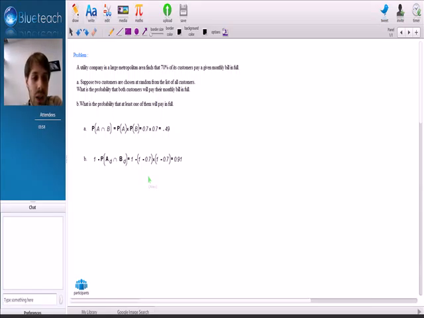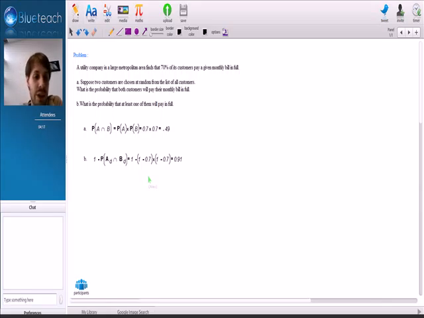The first is that supposing two customers are chosen at random from the list of all customers, we want to know what's the probability that both customers will pay their bill in full. And then the second question is, what's the probability that at least one of them will pay in full?